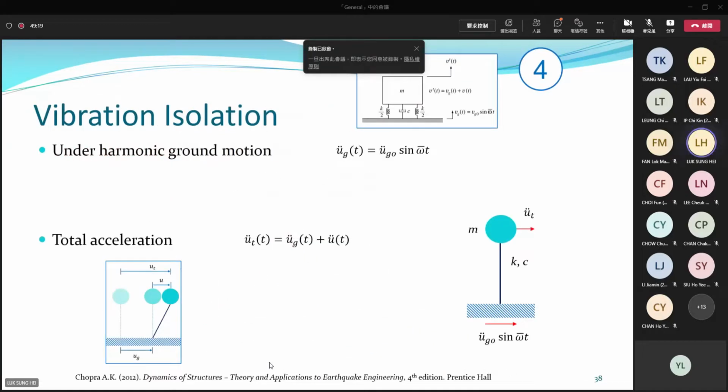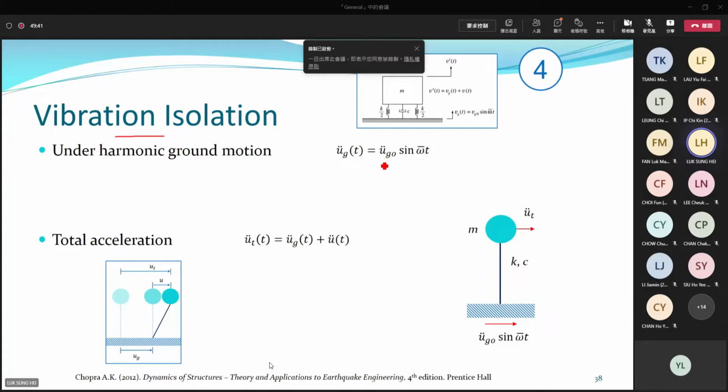The second type of problems, base isolation. Suppose you have a very sensitive machine. We don't want that machine to be affected by the ground movement. So you have to calculate the ground movement transmitted to the machine level. How to do so? You can model this problem using ground movement equations.